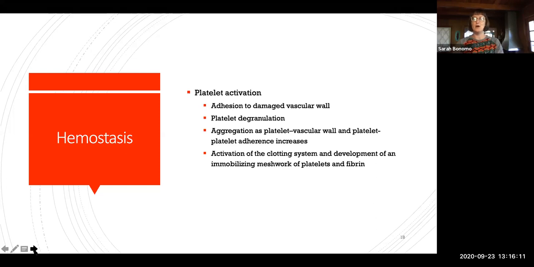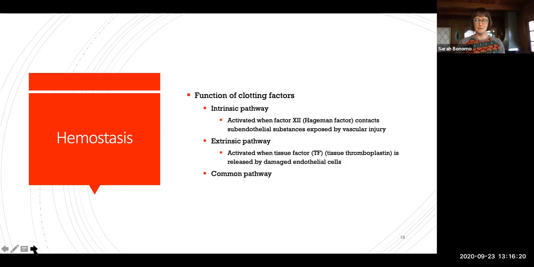Again, platelets are also going to help activate the clotting system and create that meshwork of platelets and ultimately fibrin that's going to make that blood clot there.